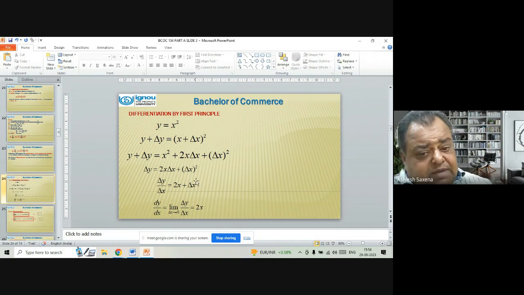So this will be 0. There is no term including delta x in it. That means the limit does not apply over here. So I will be left with 2x. Or in other words, I can say that the derivative of x square is 2x.